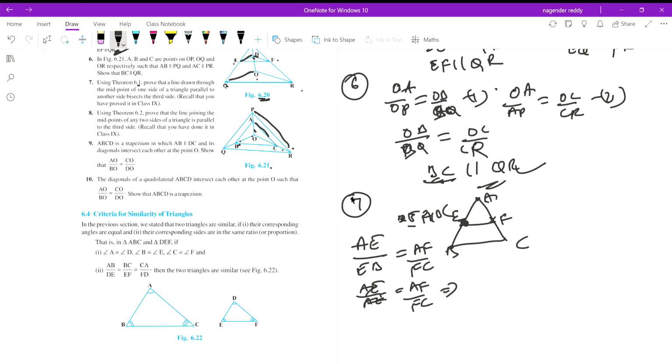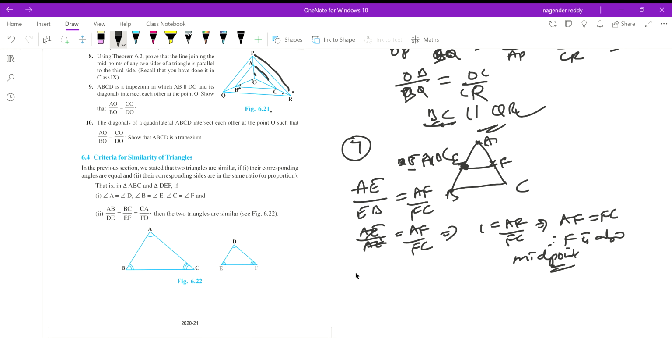That implies AE gets cancelled, 1 is equal to AF by FC. That implies AF is equal to FC. That means F is a midpoint. Therefore, F is also a midpoint.